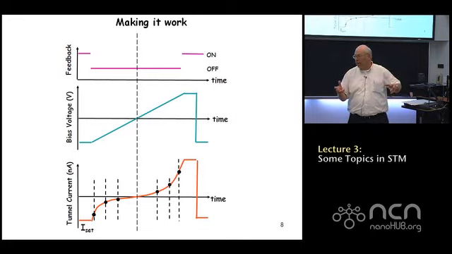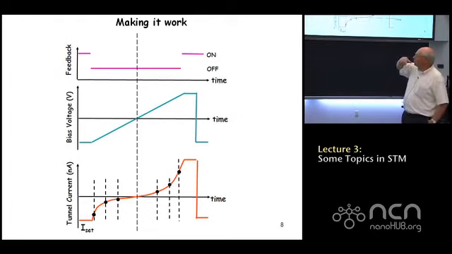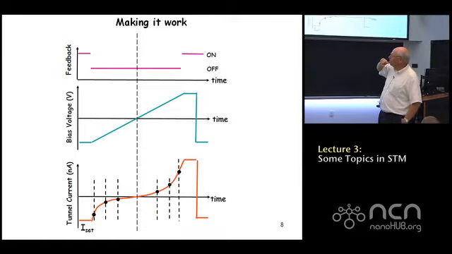Now, the feedback loop is, of course, designed to keep the tip at a fixed distance above the substrate. So if the current starts to vary and the feedback loop is on, it is going to start to do some really crazy things to try to maintain a constant tunnel current. So the first thing you have to do is turn off the feedback loop, and that's what's indicated in the top panel of this slide.